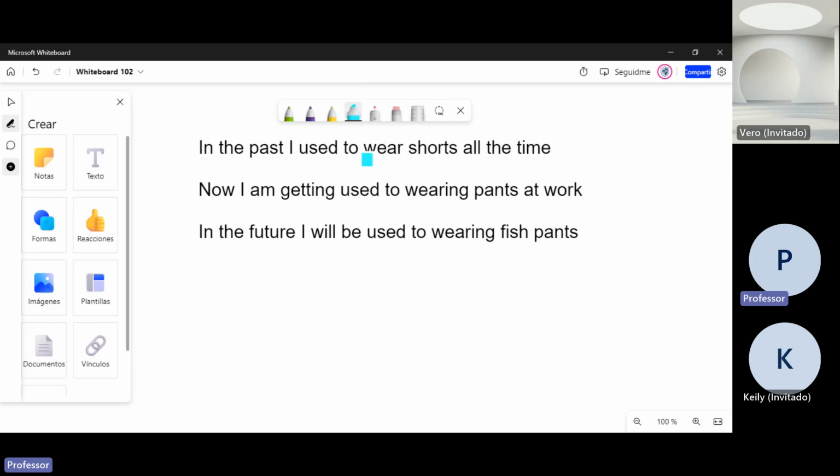And one more time. The most important difference between these three verbs is the verb after used to. In case number one, we say used to wear. Number two, used to wearing. And finally, number three, we say used to wearing. Okay?